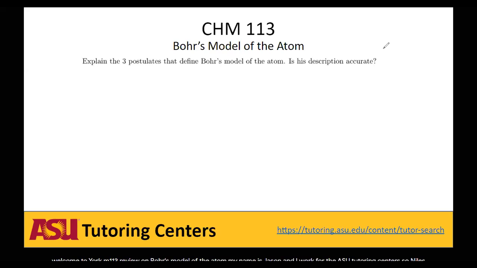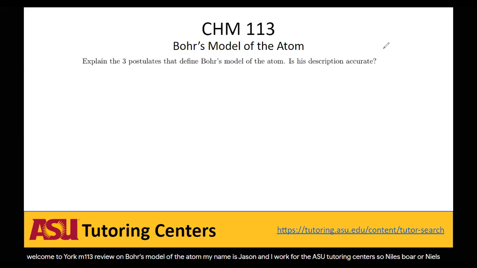Niels Bohr, I don't know how you pronounce his first name, was a Danish chemist and physicist from the early 1900s, and he made a lot of speculations on exactly what an atom is. A lot of his speculations were very instrumental to our current understanding of what an atom looks like. He very famously has three core postulates in defining what an atom is, and we're going to go over what those are today. We're also going to discuss whether those postulates are correct with our current understanding of how an atom looks.